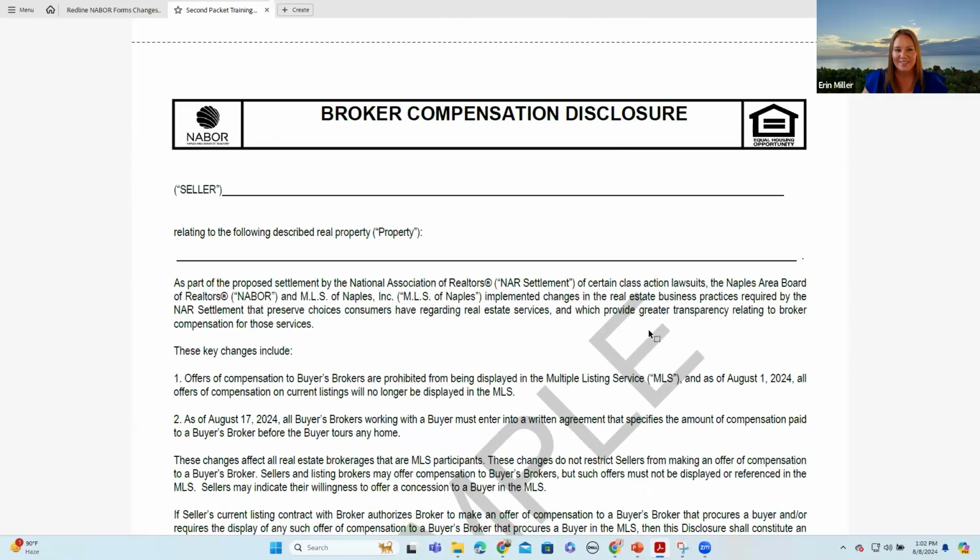Okay. Moving into the second document of the new packet, the second packet is a broker compensation disclosure. This has our seller name regarding the following described real property. And again, this is for sellers who are already under a listing contract. Has some language, I'm going to maybe make it a little bit larger so we can see it on our screen.